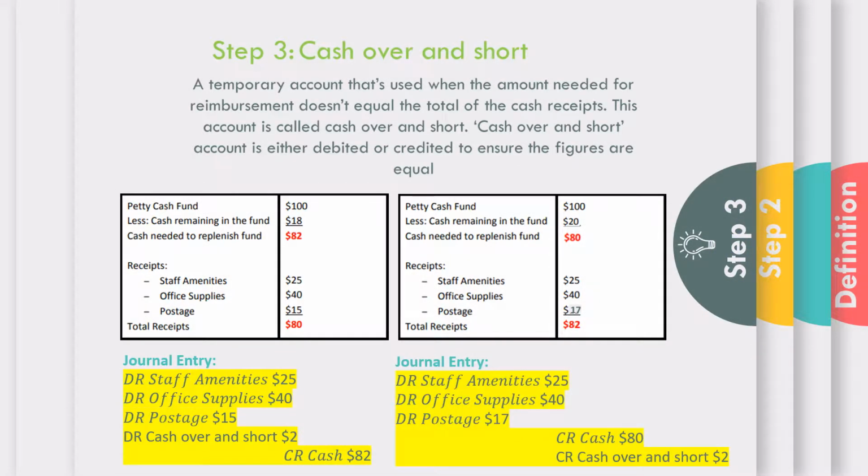Cash over and short. Sometimes our petty cash fund is off, so we use a cash over and short account. It is a temporary account that's used when the amount needed for the reimbursement doesn't equal the total of the cash receipts. This account is called cash over and short. The cash over and short account is either debited or credited to ensure the figures are equal.